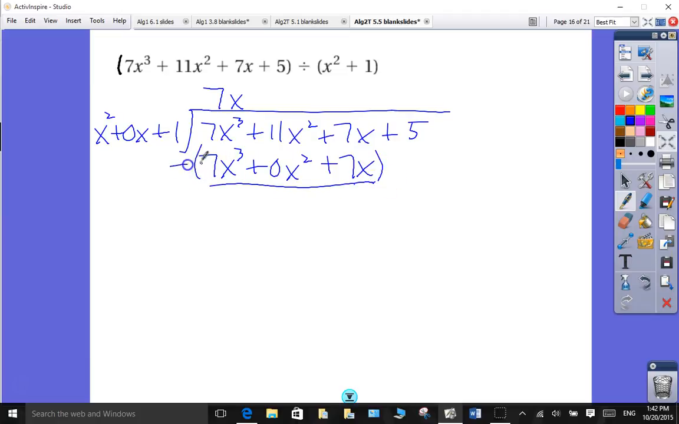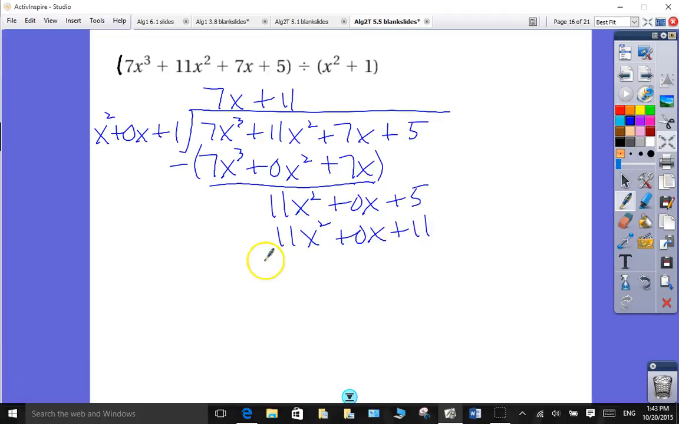Subtract. That's 0x, 11x squared. Bring down a 5. And now we need a plus 11. 11x squared plus 0x plus 11. Negative 6.